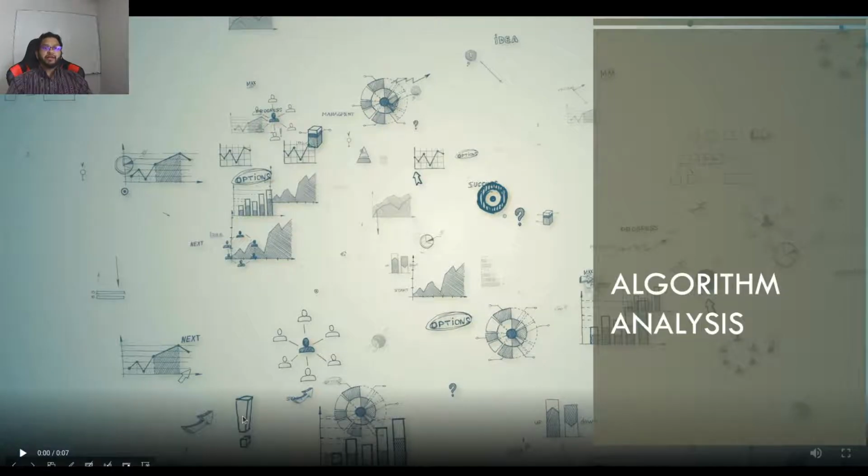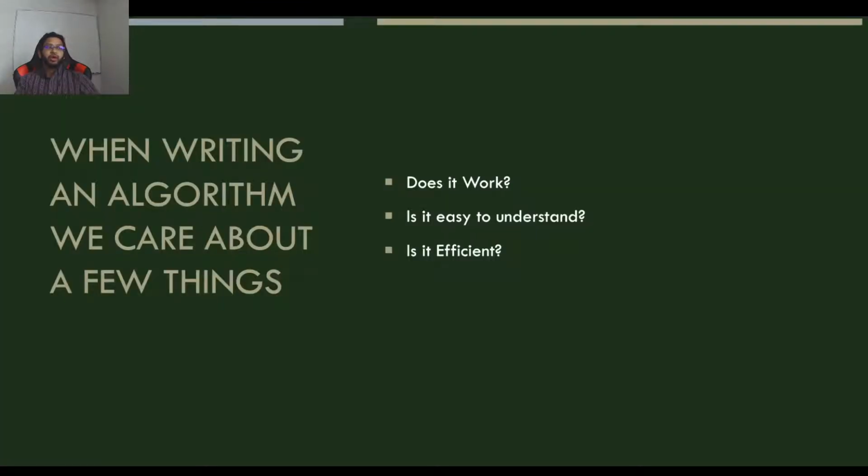Welcome everyone. This is episode 9 of the Data Structures and Algorithms course, and today we're going to be talking about algorithm analysis. Now, in order to talk about algorithm analysis, we first have to understand what it is we as computer scientists do. We as computer scientists, when we generate code, I personally ask myself 3 questions.